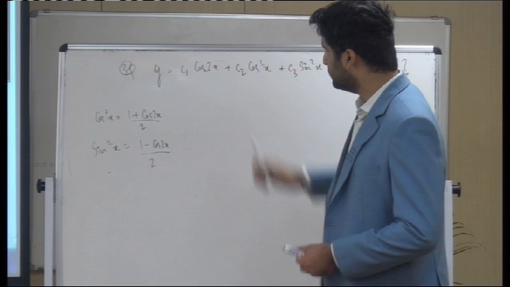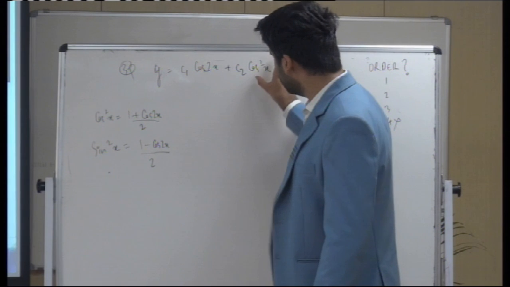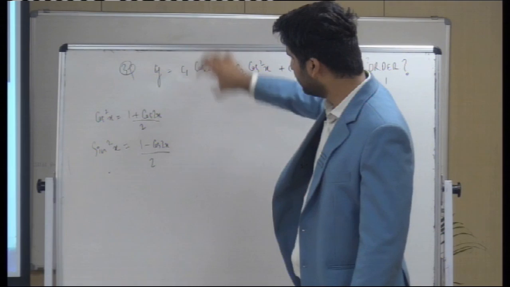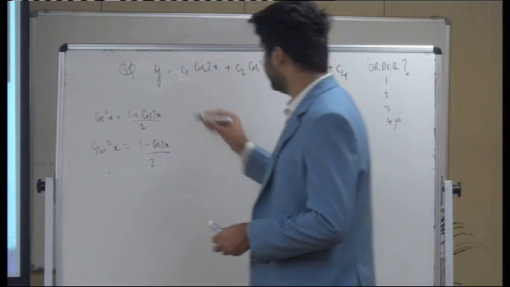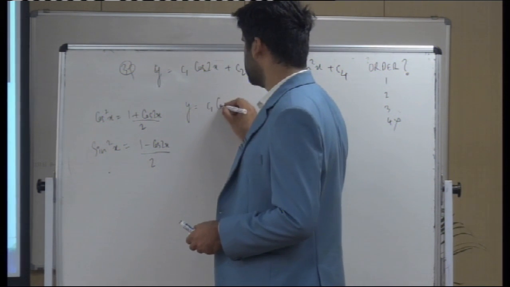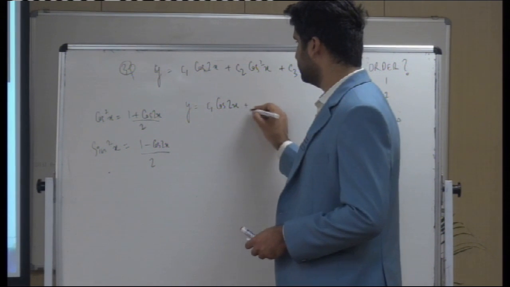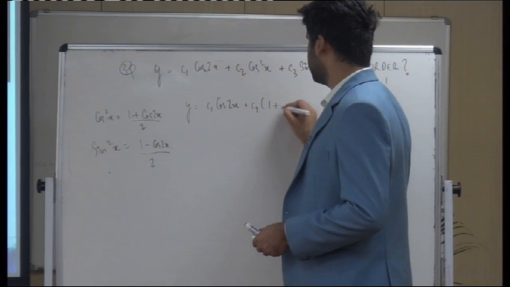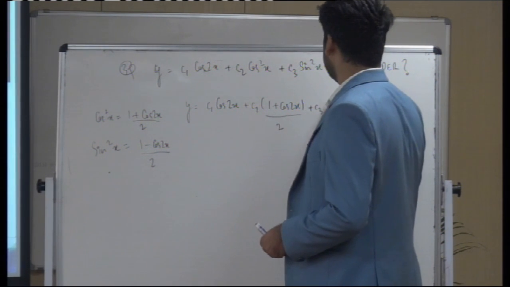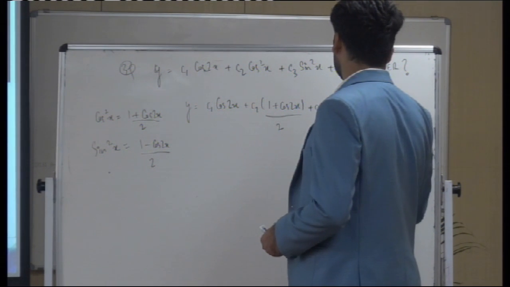Can we put these values over here? What I want to do is convert these two into cos 2x, so that I can simplify this equation even more. So what do we get as y is equal to c1 cos 2x, I left this just like that, plus c2 times 1 plus cos 2x upon 2 plus c3 times 1 minus cos 2x upon 2 plus c4.